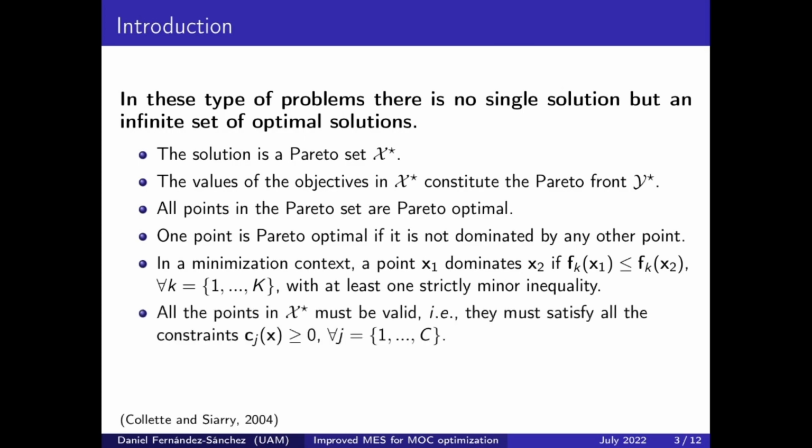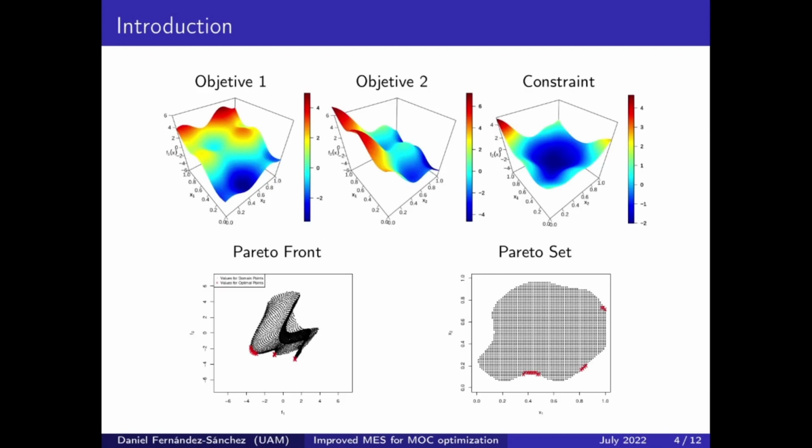Also, all the points in the Pareto set are valid. That is, the values of all the constraints in those points are greater or equal to 0. Here we can see a multi-objective constrained minimization problem. We have two objectives and one constraint. This is the constraint in input space. The red crosses are the Pareto set, and the points evaluated in the objectives constitute the Pareto front.